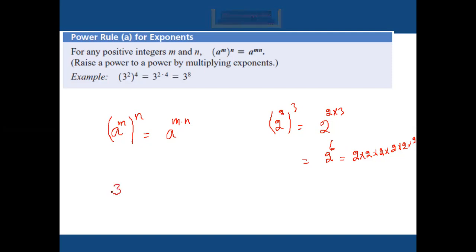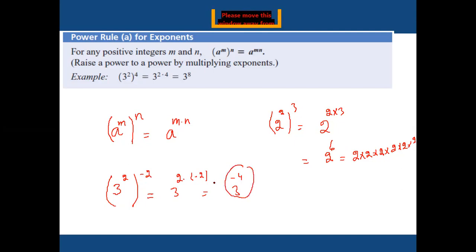Like 3 squared, whole power, minus 2. Yeah, (3^2)^-2. This means that 3 to the power 2 multiplied by minus 2. This means 3 to the power minus 4. 2 with 2 is 4, and we have a negative symbol, so minus 4.